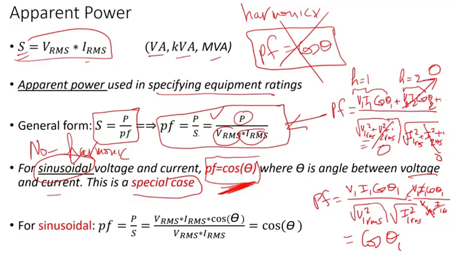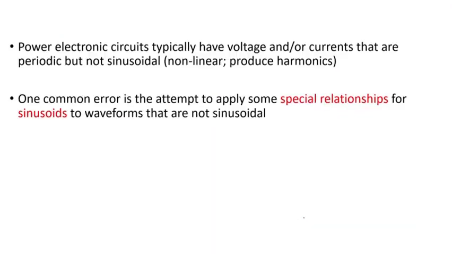I already kind of went through it for sinusoidal. So if harmonics are not there, power factor P divided by S is then just the RMS voltage, the fundamental basically. So this cancels out, kind of what I went through, then you end up with cosine theta. Power electronic circuits typically have voltages and or currents that are periodic. They are periodic, but not sinusoidal, nonlinear. So they produce harmonics, in other words.